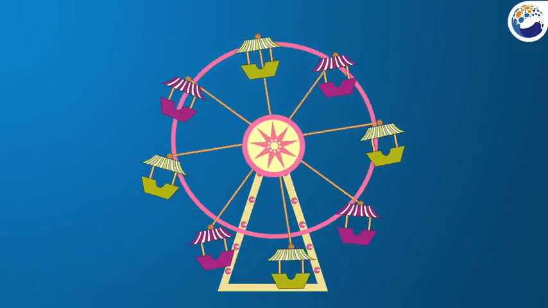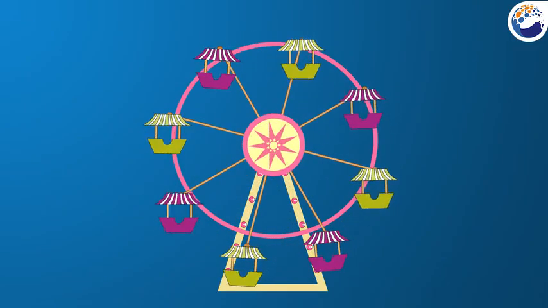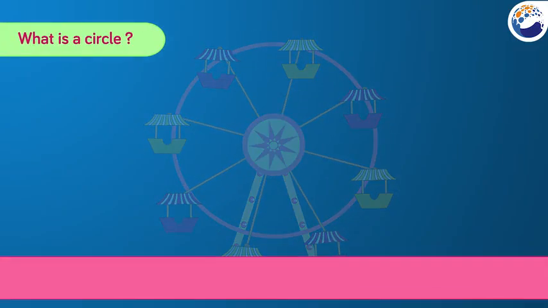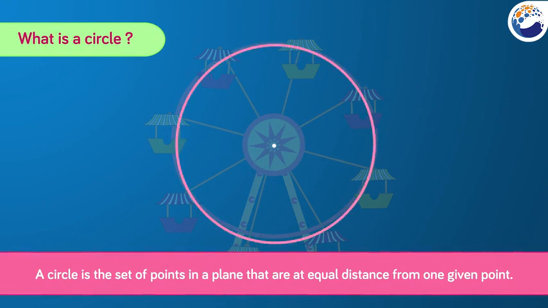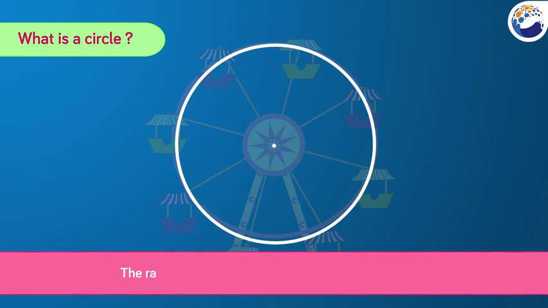A circle. What is a circle? A circle is the set of points in a plane that are at equal distance from one given point. This point is called the center. The radius is the distance from the center to the circle.